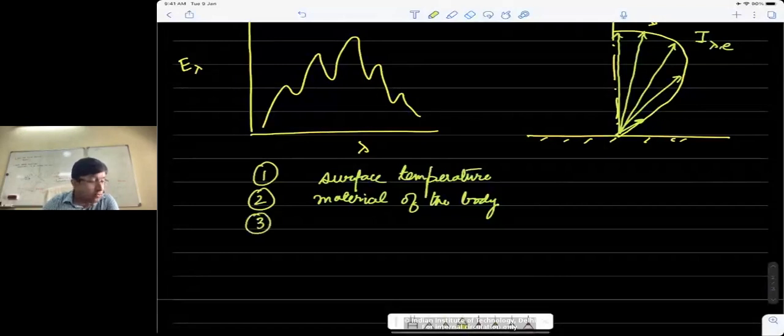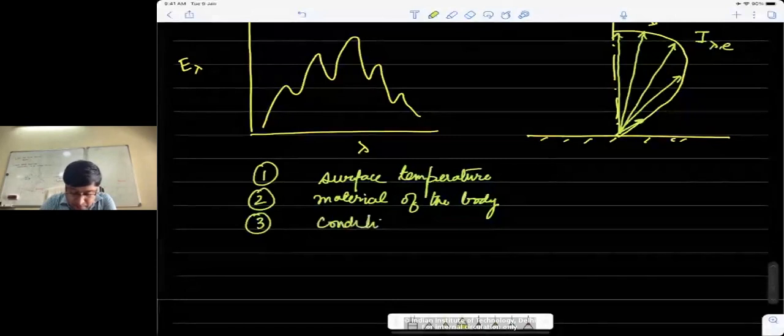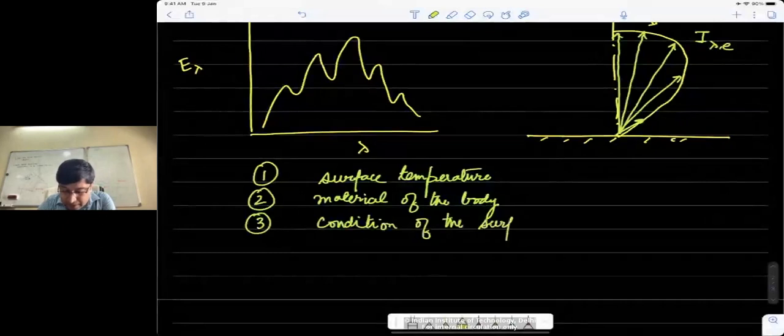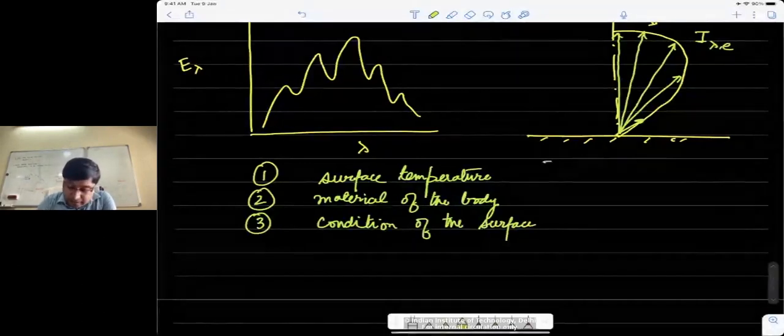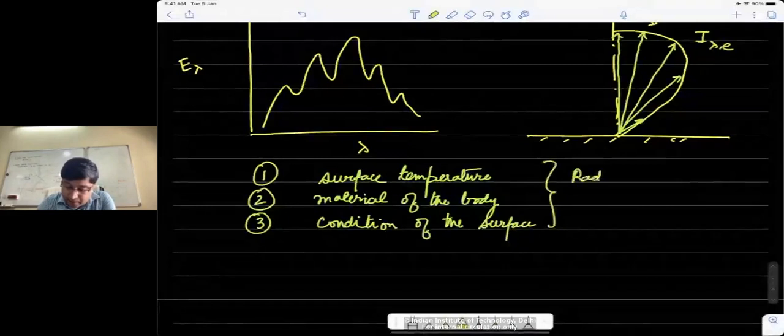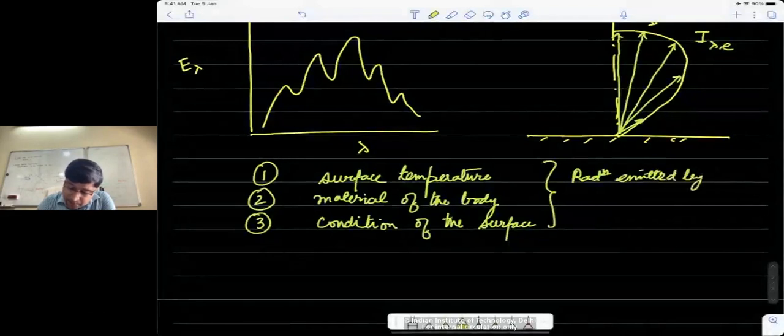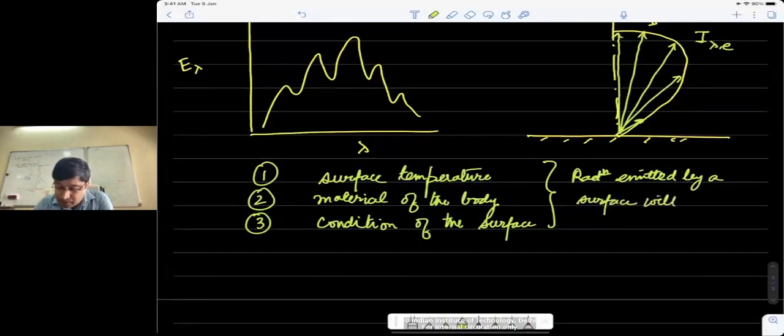And the third thing on which this matters is the condition of the surface. By condition of the surface, I mean whether the surface is rough or smooth, like a mirror-like finish. So these are the three factors on which the radiation emitted by a surface will depend.